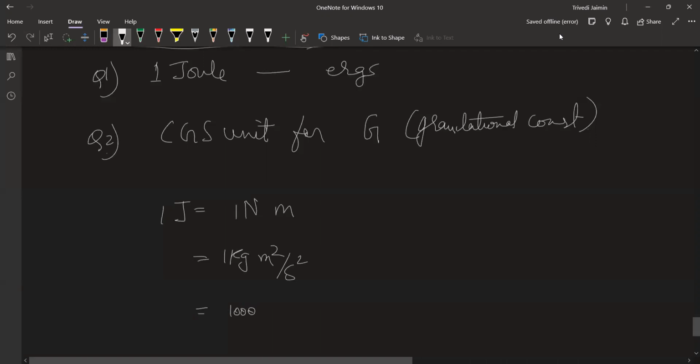So 1 kilogram would be 1,000 grams. Yeah, like that. And 1 meter, and then you square, would equal to 10 to the power of 7 erg. Okay, 1 meter square equals to how many centimeters square? Sir, it would be 10 to the power of 4.